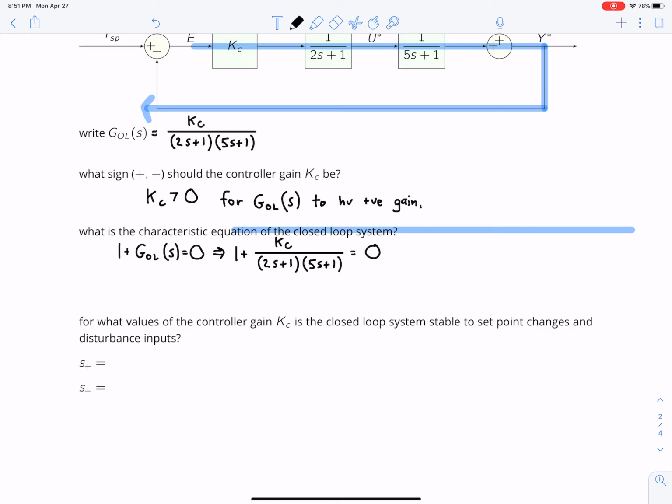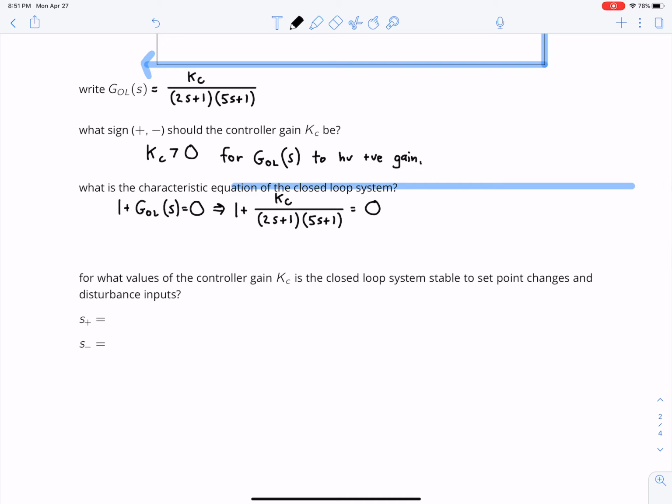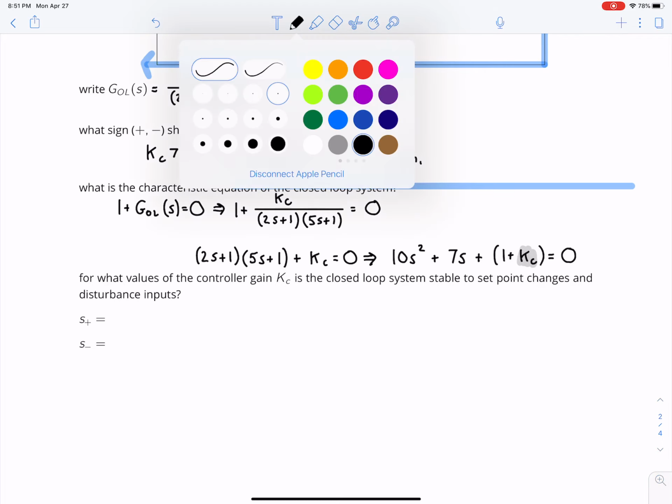Equals 0, okay? And then we can write this as a polynomial if we multiply by the denominator there. So we have (2s plus 1)(5s plus 1) plus KC equals 0, all right? And then we can collect like powers of s, and we have 10s squared. We have 7 s's. How many 1s do we have? We have 1 plus KC of them, okay? And at this point, we should note that the roots of the characteristic equation depend on KC.